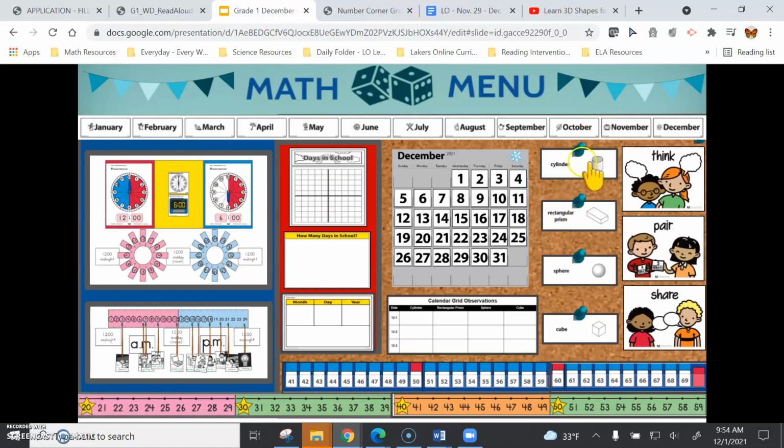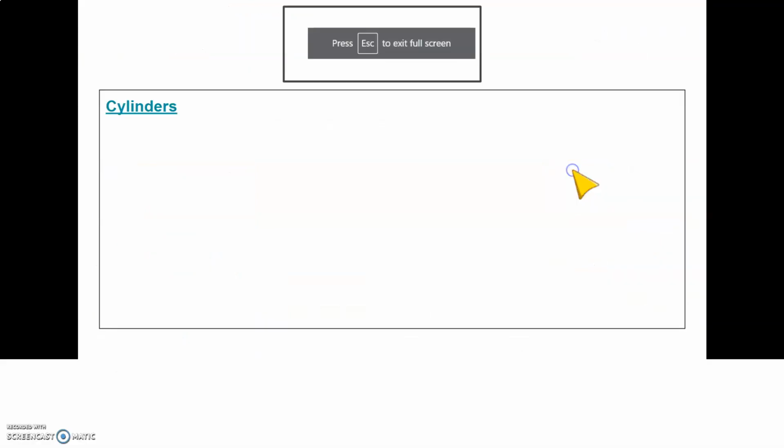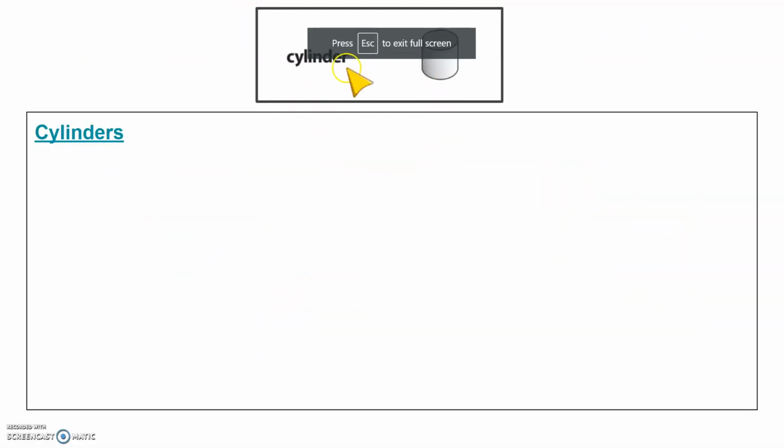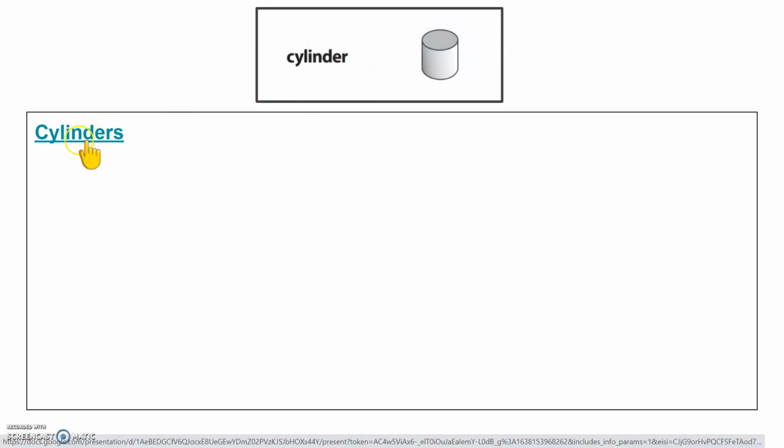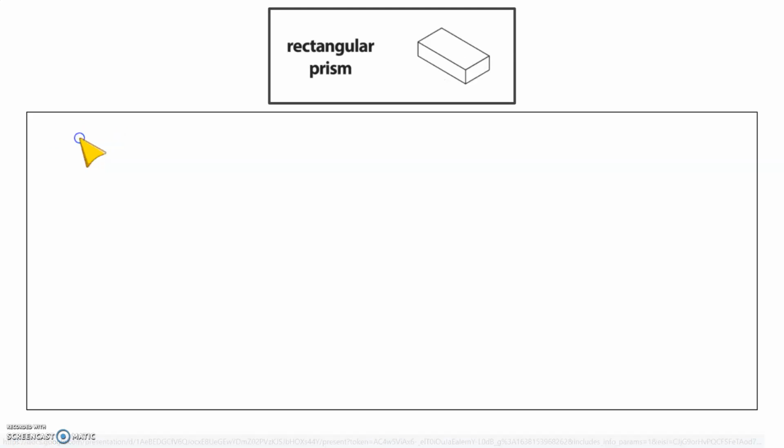Last thing I want to do is take a moment and talk about these 3D shapes. So we have a cylinder here, and I want to show you a quick video about cylinders to help you understand the shapes that help make a cylinder. So watch carefully.